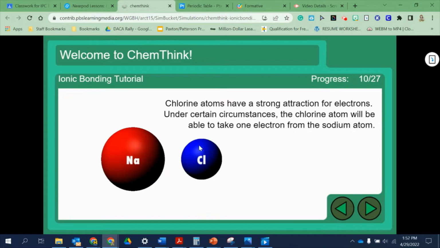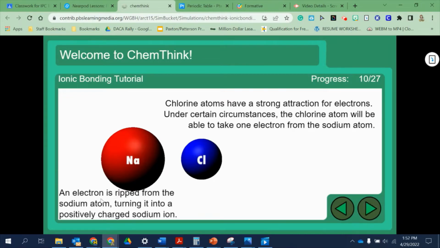So it means it's an electron hog. It wants to hog up the electrons. And so when an electron is ripped from the sodium atom, this Na atom, it turns into a positively charged sodium ion. Again, it's losing a negative electron, so it's going to become overall positive because it's going to have more positive things than negative things.